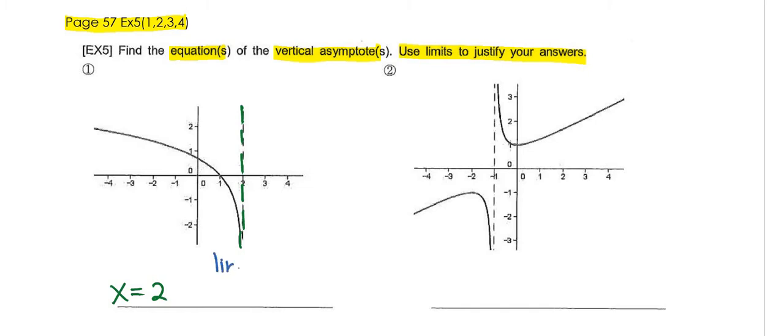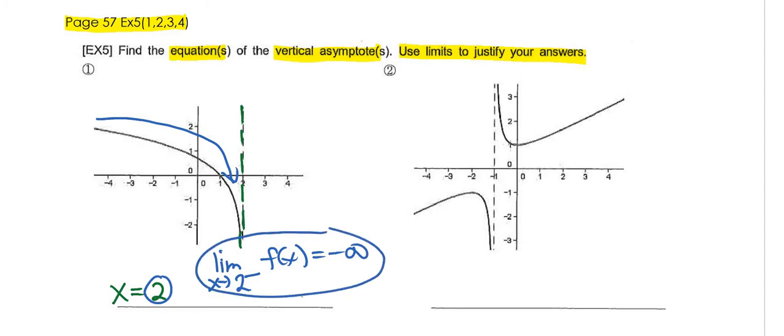So the limit would be as x approaches 2, which is that guy right there. And if I approach it from, in this case, I guess it's approaching 2 from the left-hand side, then this graph is going to a height of negative infinity. So there's your limit statement right there, and that verifies that you have a vertical asymptote at x equals 2. All right, let's move on to question number 2.